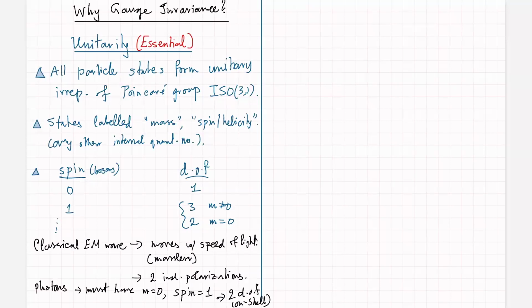All of this is absolutely essential. If you negotiate with any of this, if you want to change any of these numbers, you are at risk of violating unitarity. And if you violate unitarity, you are not going to build a consistent quantum theory. Things will go wrong. Okay, so everything that I have tabulated on the left-hand side is non-negotiable. It's essential. You cannot play around with it.